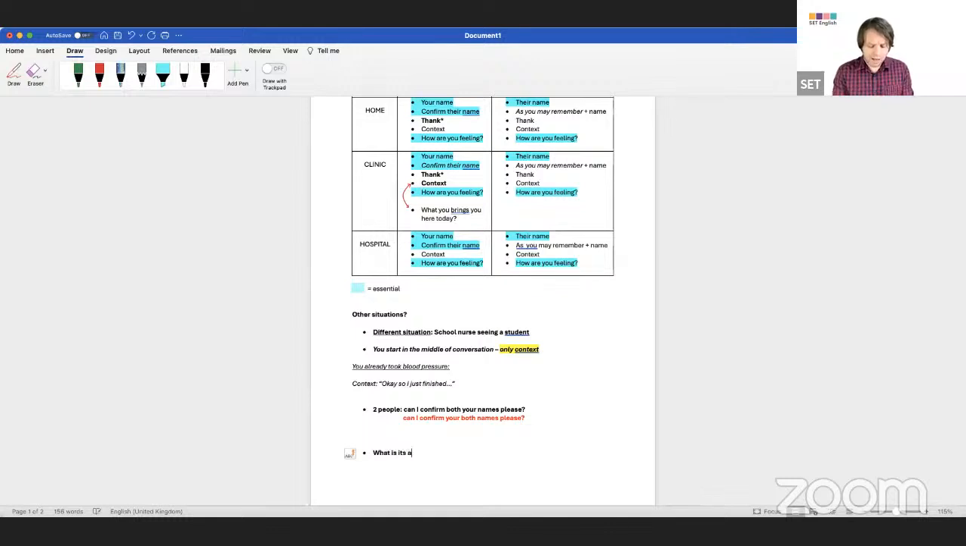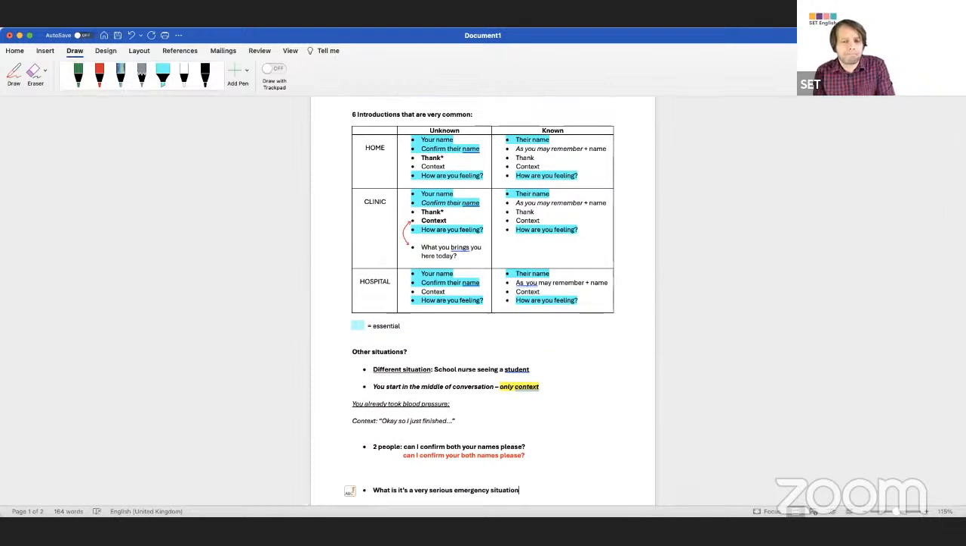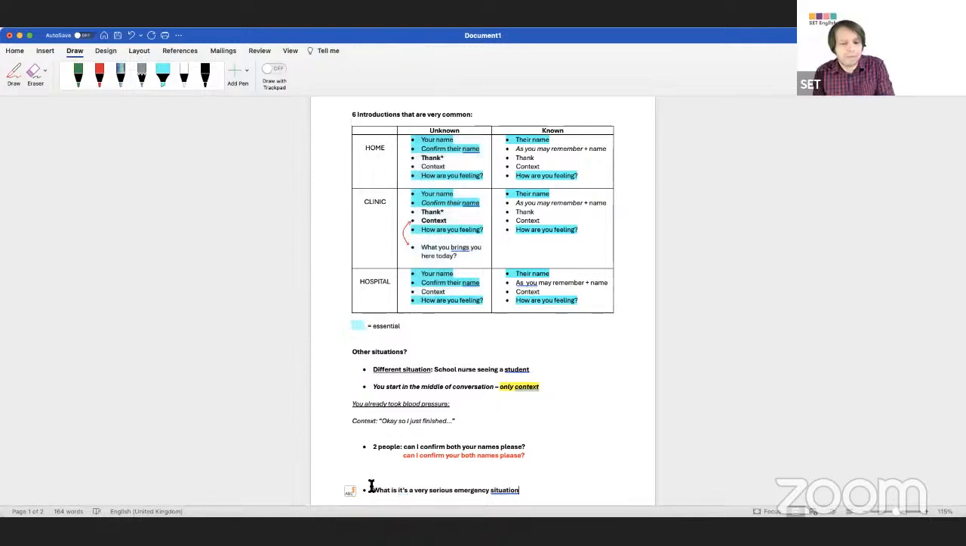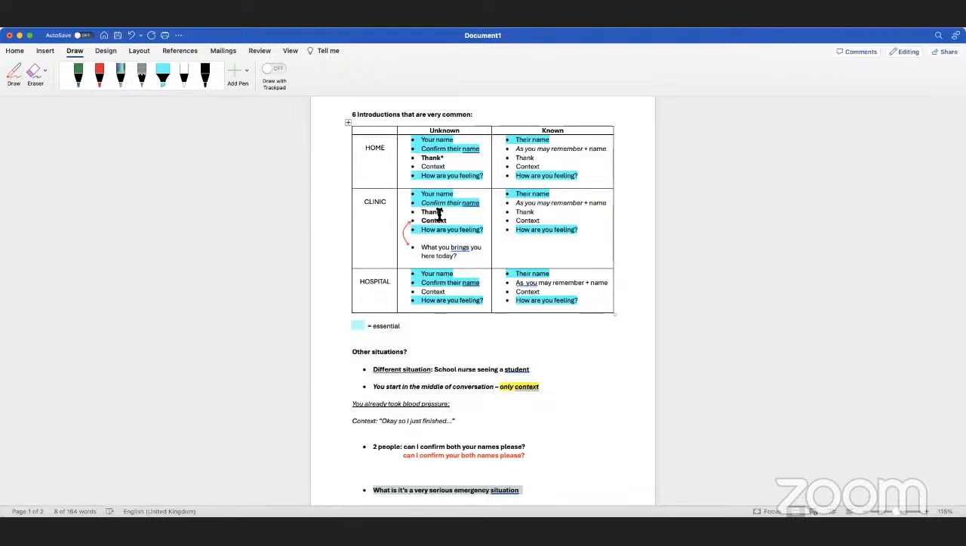What if it's a very serious emergency situation? You're talking to someone and maybe their husband is very, very sick, dying. It's urgent. Do we need to do these things in that situation? I think no. Imagine, no, you don't have time. Imagine it's a baby. A new baby is very sick, maybe dying. First we need, oh, can I confirm your name, please?